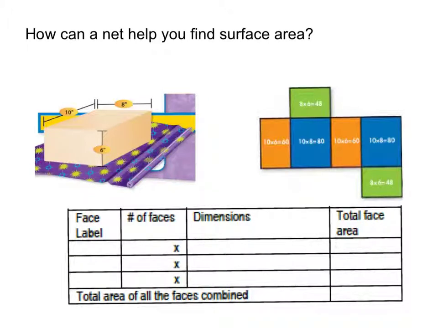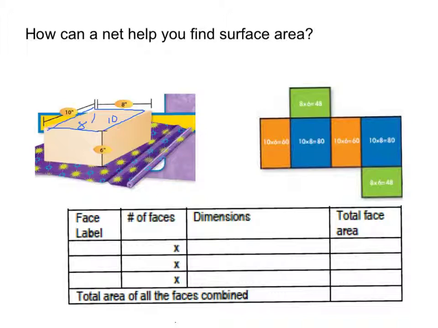Nets are used quite often to help people find the surface area of an object. A net is the 3D object unfolded, and if you look closely, we can match the parts of the 3D object to the unfolded net. I'm going to start with the top and the bottom of the box. The top is 10 inches along the side and 8 inches along the back. This would also be 8 inches here, and this edge would also be 10 inches because they are parallel to the back, or they're opposite edges, so they have the same measurements.